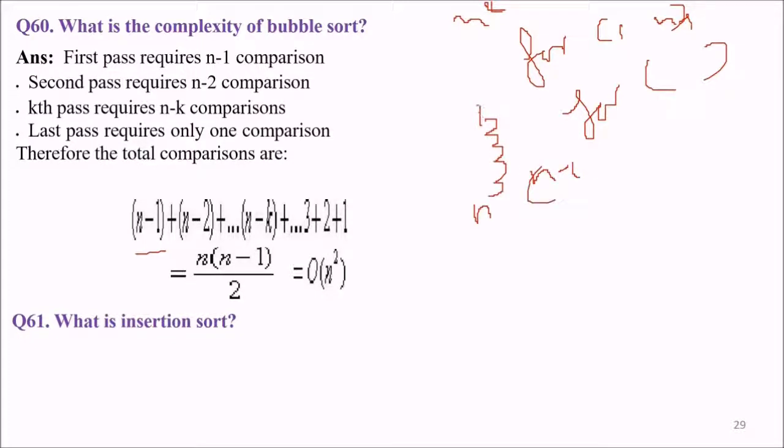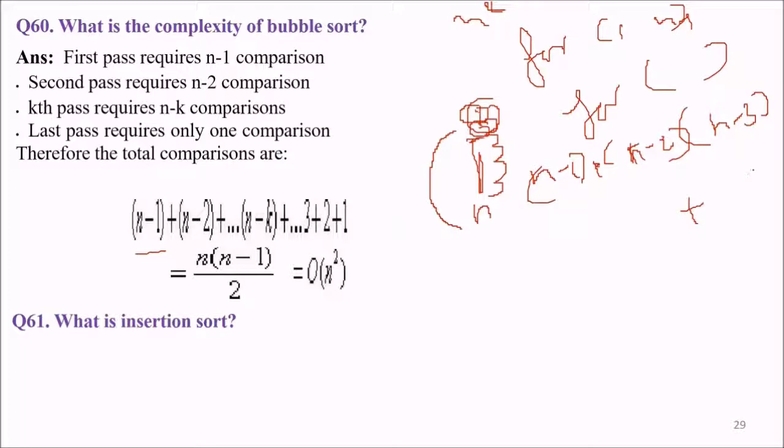Now the first element will come here, so we'll be left with only n minus 2 elements. So the comparisons will be n minus 2. Then the next highest element will come here, so 2 will be done, and we'll be left with n minus 3. And likewise, till only one element is left. So it will be n minus 1 till 1.